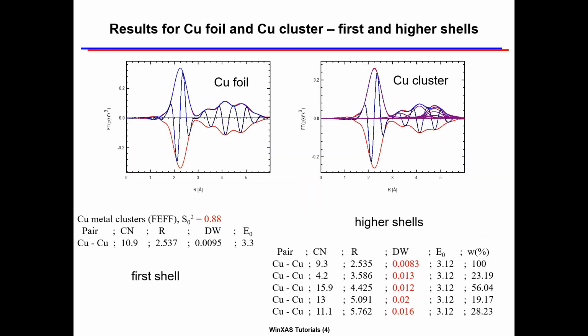At the end of the previous tutorial, we performed the EXAFS analysis of the copper foil spectrum, obtaining a set of Debye-Waller factors to be transferred to the analysis of the spectrum of copper clusters. Here, the Debye-Waller factors were fixed and the coordination numbers were refined. In both cases, we observed a good agreement between experimental and theoretical EXAFS functions.